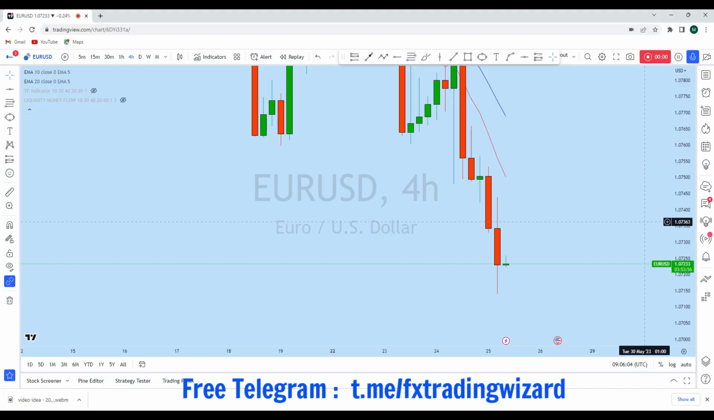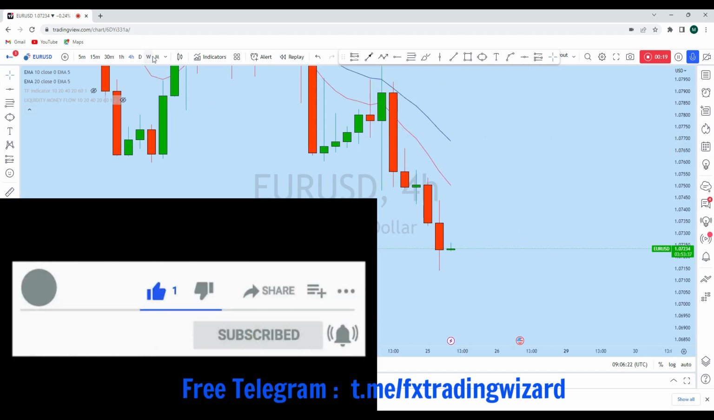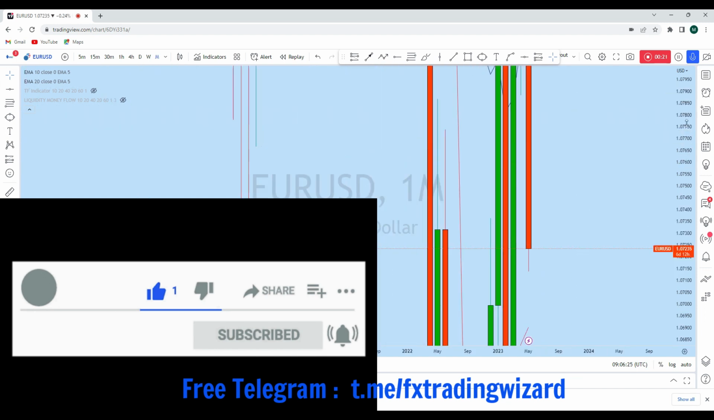Hello trader, I'm going to do a complete multi-time frame analysis on EUR/USD. Let's see what kind of trading opportunity we currently have in this instrument. From the lower time frame perspective, we can see that EUR/USD is currently showing a significant trading opportunity. Before we discuss how we can trade, first let's look at the bigger picture, starting with the monthly time frame.